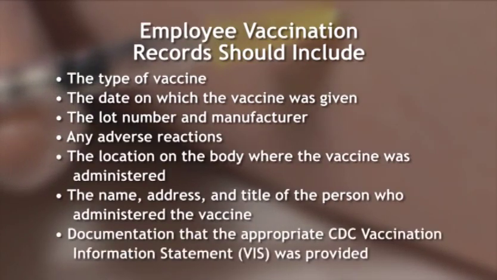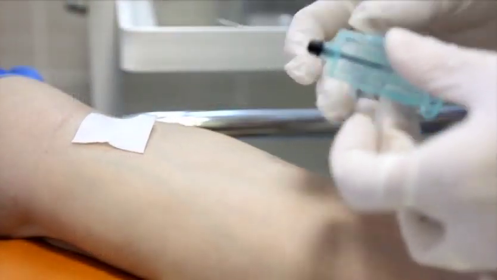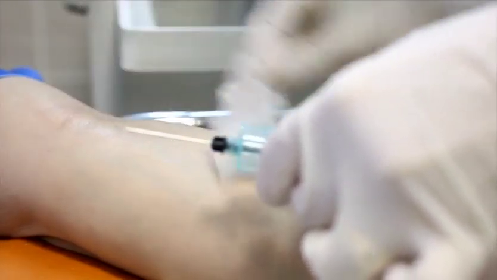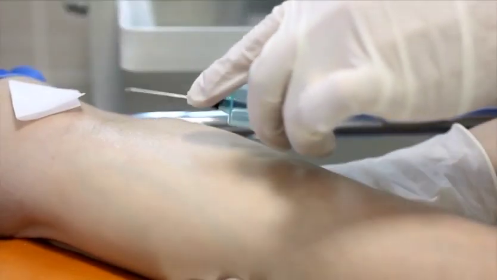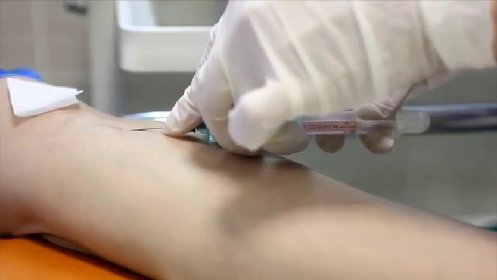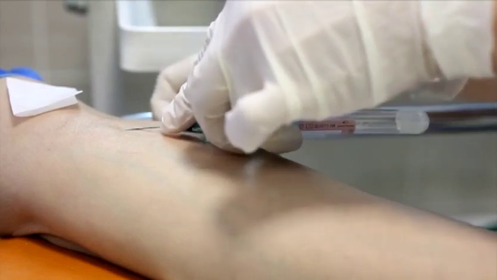Documentation that the appropriate CDC Vaccination Information Statement, VIS, was provided to the employee who received the vaccination. Some vaccinations require testing to ensure continued immunity, which can be determined through a titer blood test. Additional vaccinations may be required if the titer results demonstrate the vaccine has lost substantial efficacy.